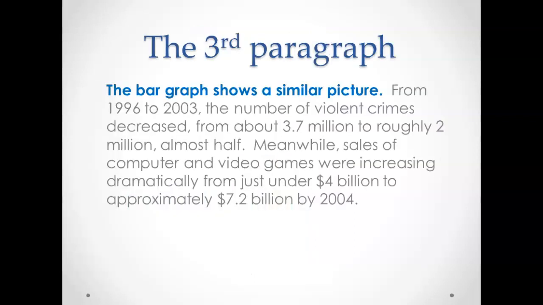The bar graph shows a similar picture. From 1996 to 2003, the number of violent crimes decreased from about 3.7 million to roughly 2 million, almost half. Meanwhile, sales of computer and video games were increasing dramatically, from just under $4 billion to approximately $7.2 billion by 2004. And notice in the middle of this paragraph the word meanwhile to indicate contrast. This number decreased, but these were increasing.